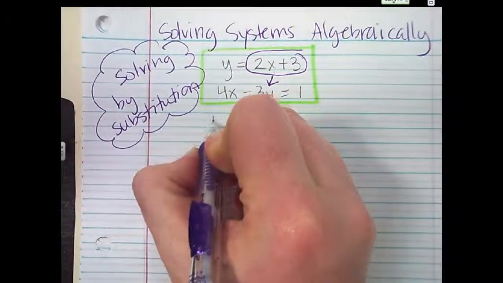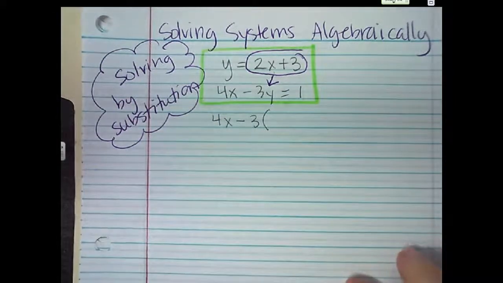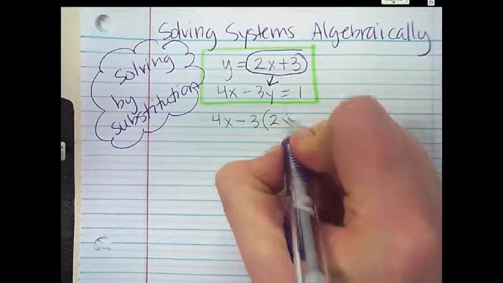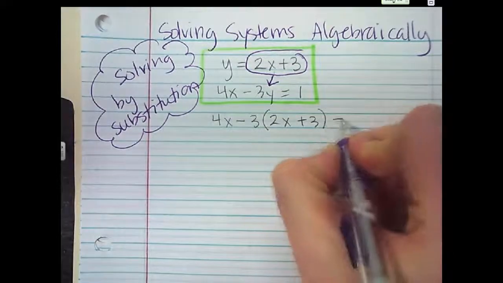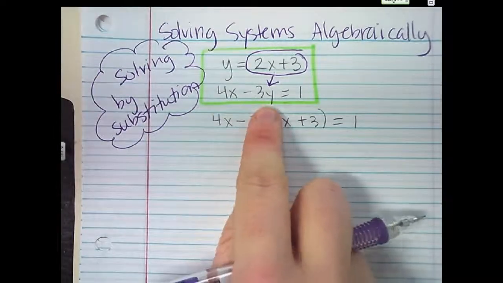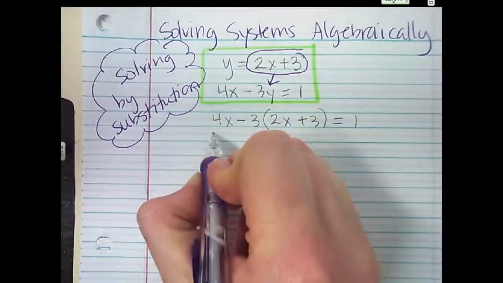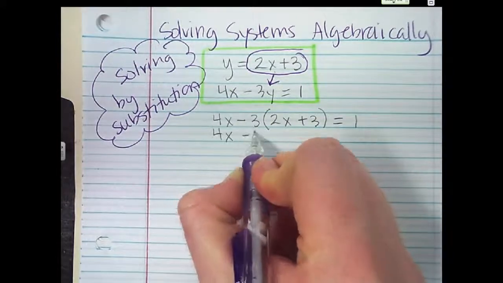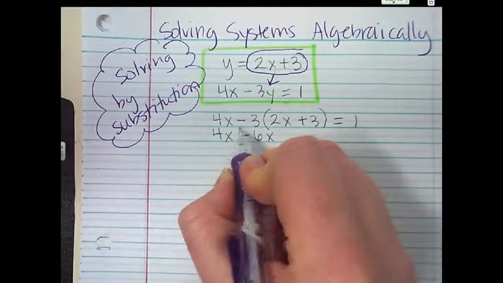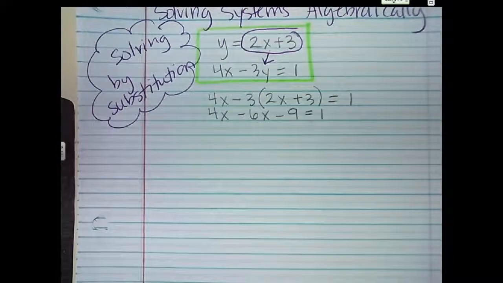Okay, so now I have 4x minus 3 times 2x plus 3 equals 1. This is algebra 1 stuff, so hopefully you remember it. So what happens is now instead of having an x and a y in the same equation, I have just x's. And then I want to solve for x. So distribute the negative 3. Be careful, make sure you distribute the negative with it. Combine like terms.